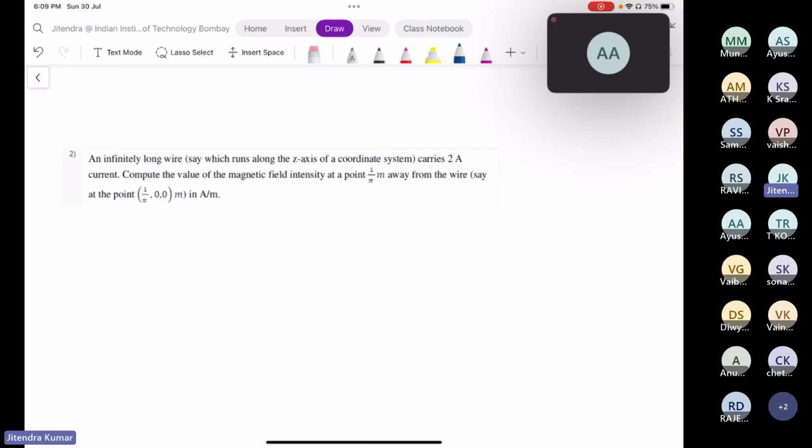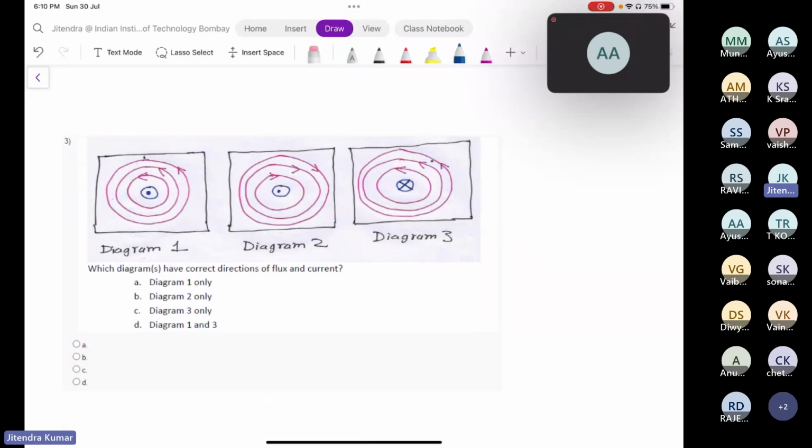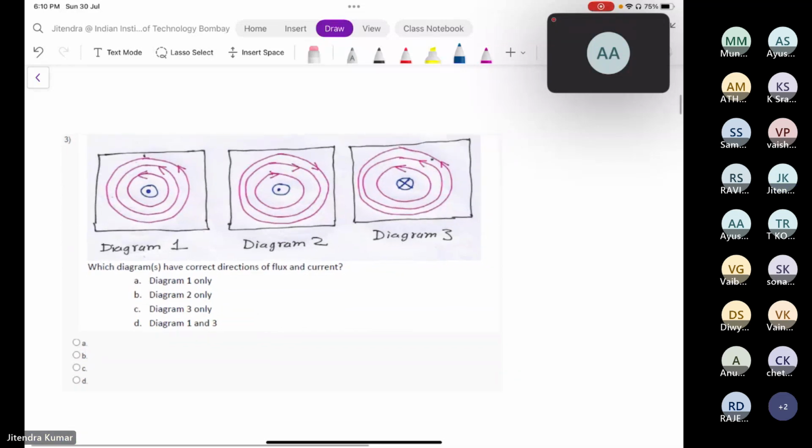This second problem is related to some formula and all, so we will revisit this problem. For the time being, here is another basic problem where you have to identify the direction of flux. Here you can see that current directions are denoted with dot and cross, and you have to identify the direction of the magnetic field. Again, you have to choose one option. Option A, diagram 1 only.